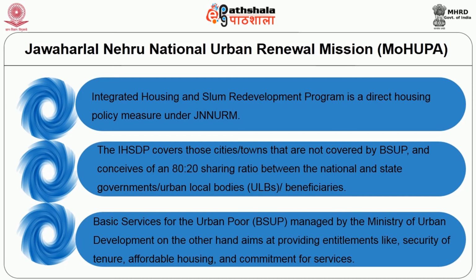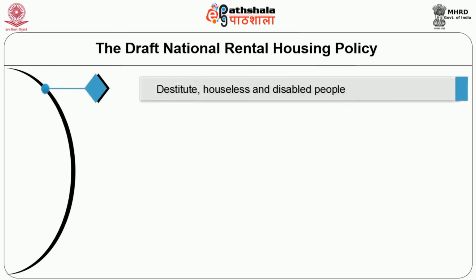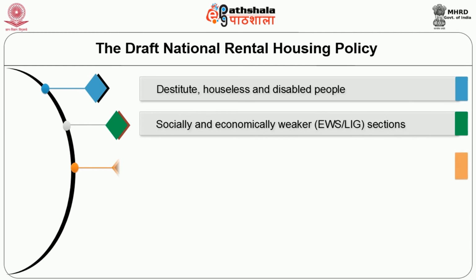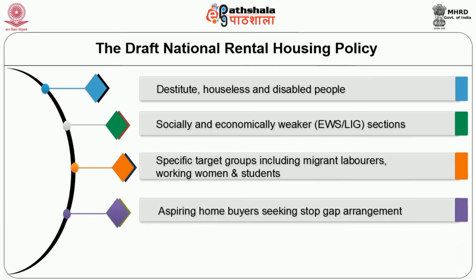And the fourth one is the Draft National Rental Housing Policy. This policy aims at promoting rental housing as an option for those who couldn't afford own houses, like those belonging to the target groups of population, mainly destitute, houseless and disabled people, socially and economically weaker sections, specific target groups including migrant laborers, working women and students, aspiring home buyers seeking stopgap arrangement, and the working class.